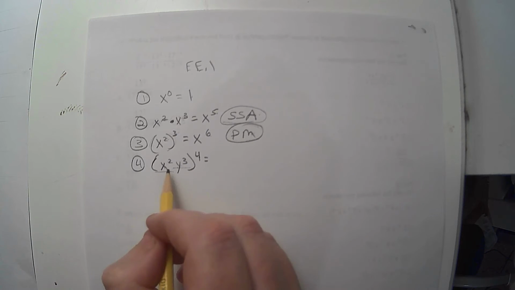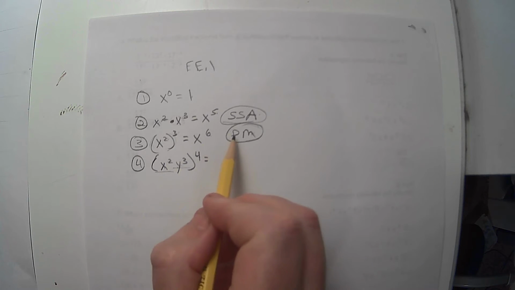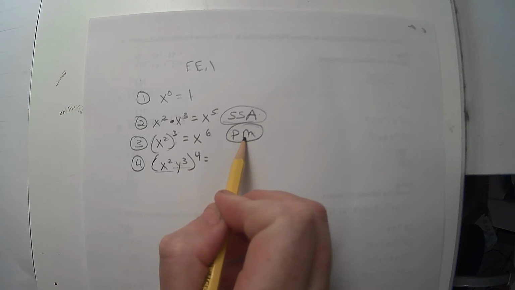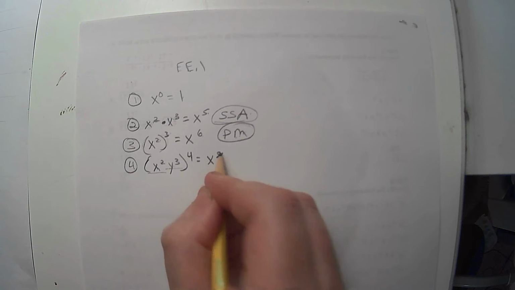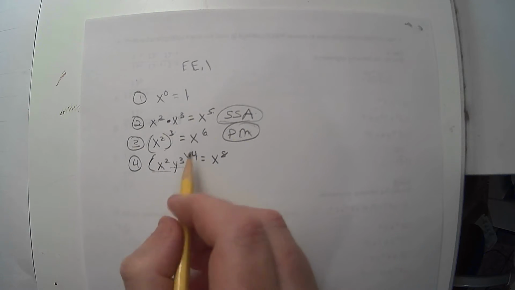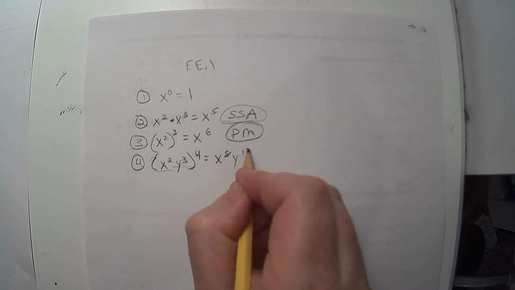I'm going to come over here on the side and say x squared raised to the 4th power, and just like up here, if I have a parentheses with the next one on the outside, I need to multiply it. So I'm going to say 2 times 4 and I end up with x to the 8th. Over here I've got y to the 3rd to the 4th, so that means I've got a parentheses, I need to multiply them, so we get y to the 12th.